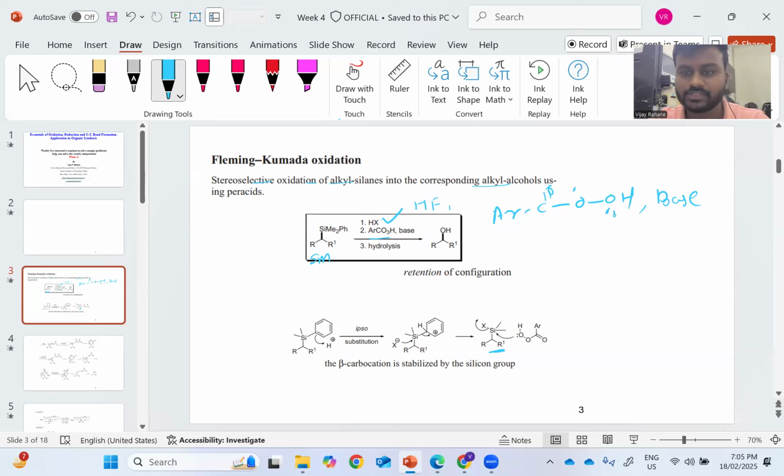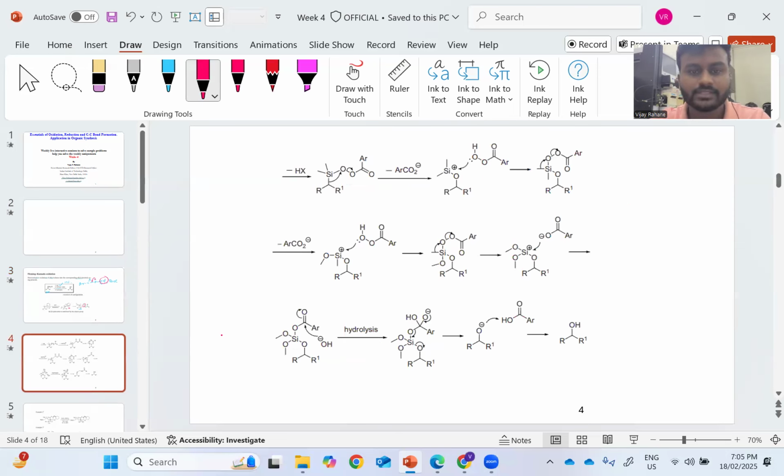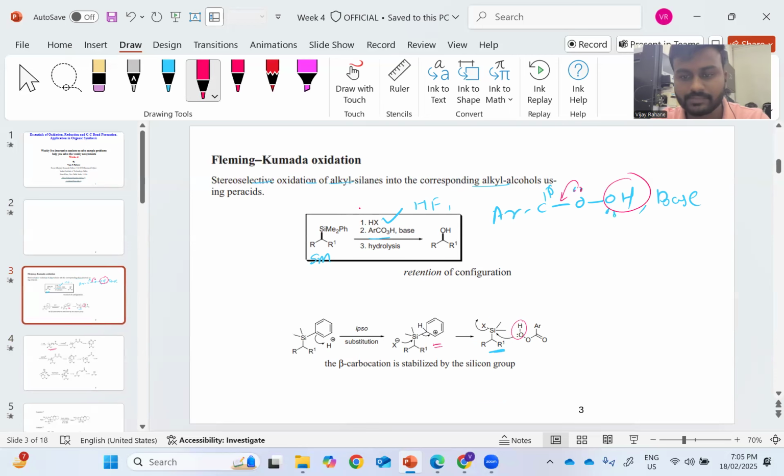Among these two hydroxy groups, the hydroxy which I have highlighted here, the terminal hydroxy, is more active because the lone pair on this hydroxy group is involved in conjugation with the carbonyl group. So this lone pair attacks on the silicon, followed by the removal of the X minus. It is kind of a beta carbocation, which is stabilized by the silicon group. So that is the intermediate that happens here.